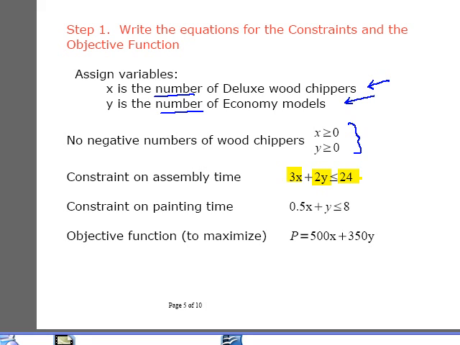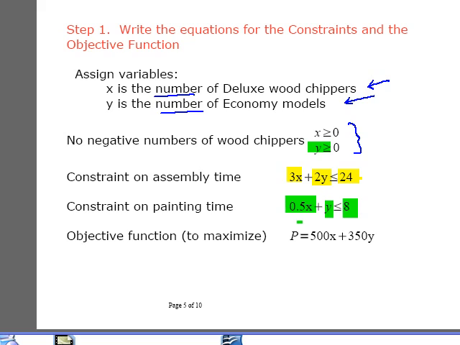Now for the painting, it took half an hour to paint the deluxe one, so for every deluxe I make, I multiply it by 0.5. That will give me the time, since I'm going to spend half an hour painting each one. So 0.5 times x is the number of hours I spend painting the deluxe model. And the economy one took an hour to paint. So 1 times y, just y, is the number of hours that I spend painting the economy models, and I was constrained to 8 hours of painting time.